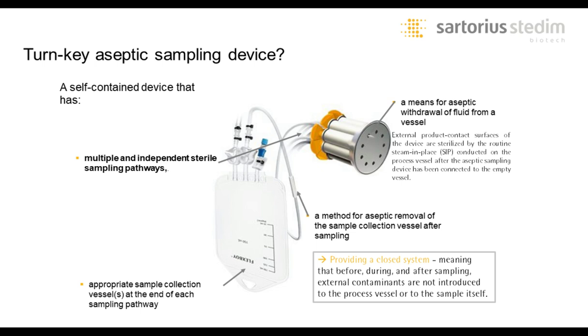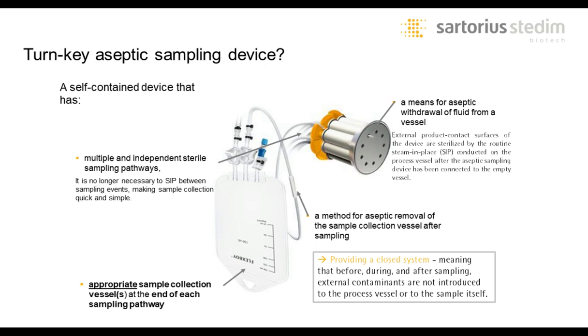So they must also have multiple and independent sampling pathways. And because each line can access the process fluid independently through the faceplate, it's no longer necessary to steam in place between sampling events. It must also have an appropriate sample collection vessel at the end of each line. And I do emphasize appropriate here, and we'll dive a little deeper into that topic as we go along.